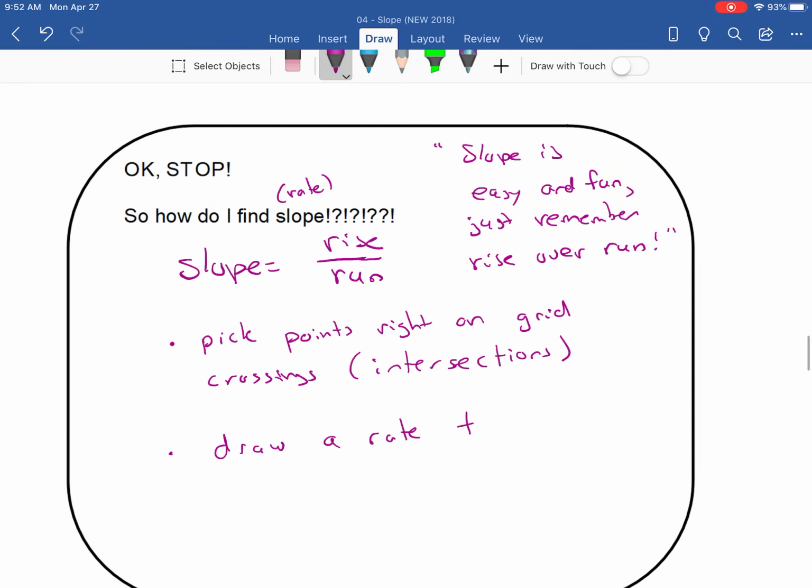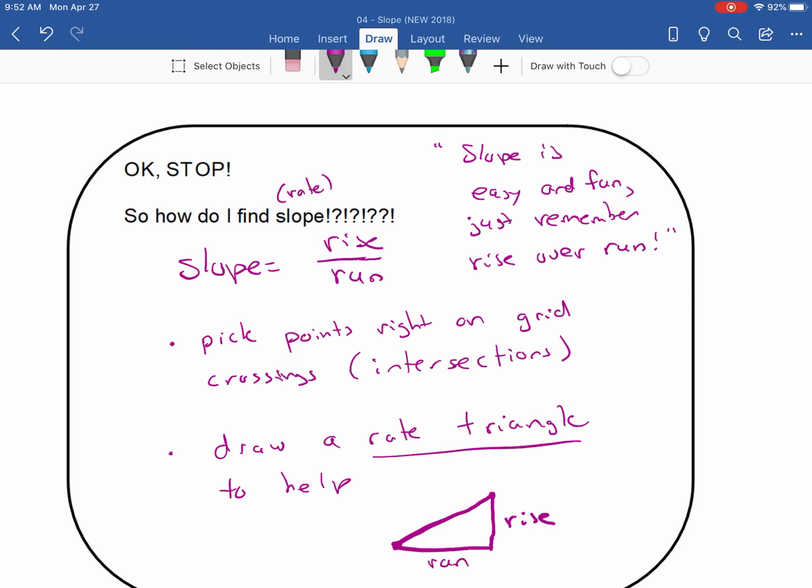Maybe we want to use the word intersections there, where the grids intersect, because then we won't have to estimate them. And we want to draw a rate triangle. The science people are going to be so happy that I use those words, rate triangle. They use that all the time. What we mean by a rate triangle is we're going to have these points, and a line, and we're going to connect this up, and the rise will be right here on the triangle, and the run will be right there on the triangle.